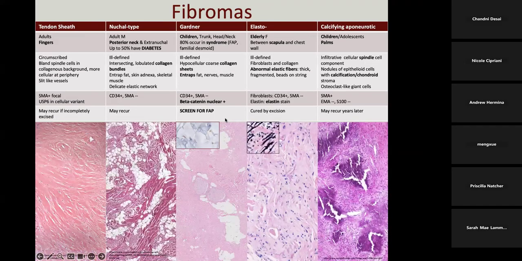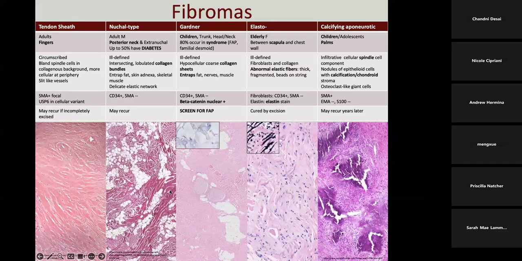Just like the fibromatoses, the fibromas are of numerous colors and flavors. Please, we try not to ever diagnose fibromatosis or fibroma without some kind of qualifying word, right? So deep fibromatosis, superficial fibromatosis, fibroma of tendon sheath, Gardner fibroma, right? So they all have some kind of descriptor. Fibroma of tendon sheath, usually distal extremities of adults, very collagen rich. Sometimes they can be cellular, in which case they have USP6 rearrangement. Nuchal type fibroma, posterior neck of diabetics with this ropey collagen.